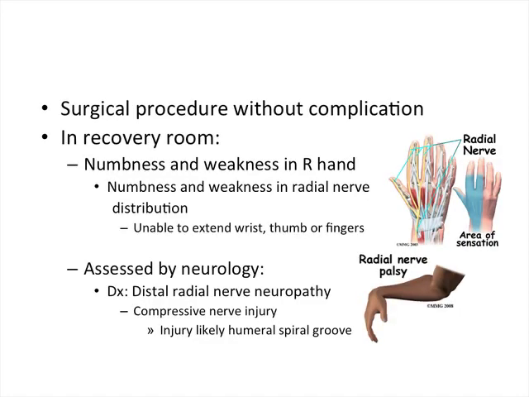The procedure itself went without complication, but in the recovery room, when she awoke, she had numbness and weakness in her right hand. She had no grip strength in her right hand, was unable to extend her wrist, fingers, or thumb. She had numbness and weakness in the radial nerve distribution over the medial dorsum of her hand. It was unclear at that time whether it was surgical positioning, pressure points, or position of the blood pressure cuff that was the exact etiology.